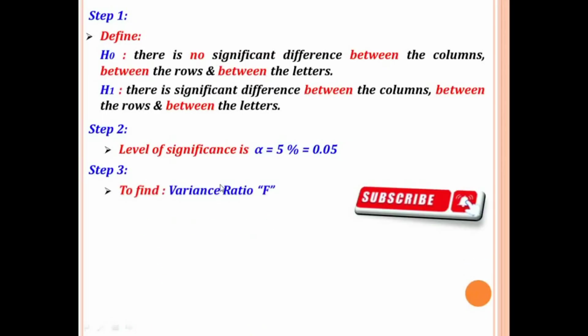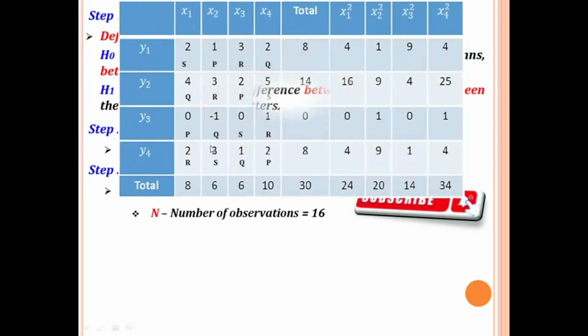Step number three, to find the variance ratio. If we want to find F, first we find what is N. N is nothing but the number of observations. From the given problem, we have four rows and four columns. So if we count these four rows and four columns, we get 16.